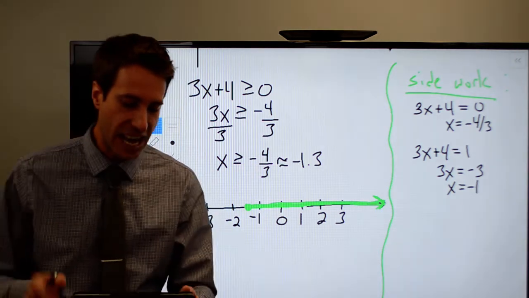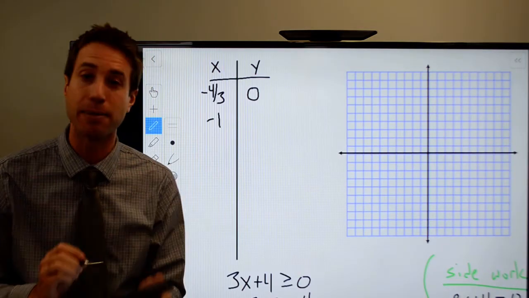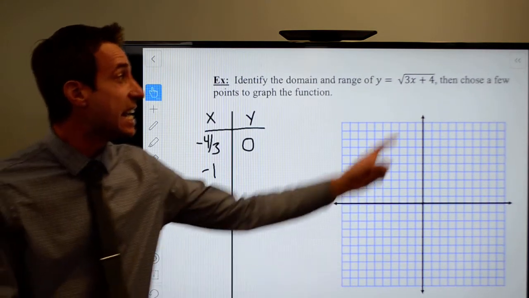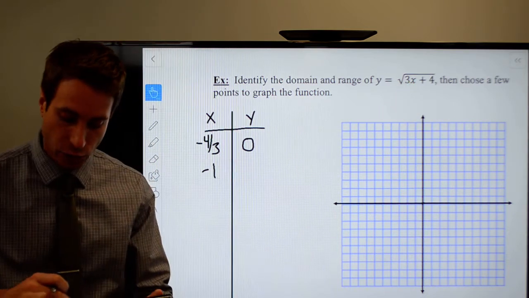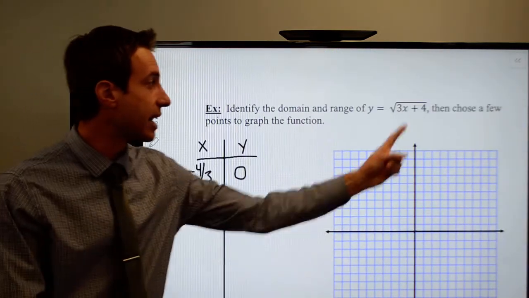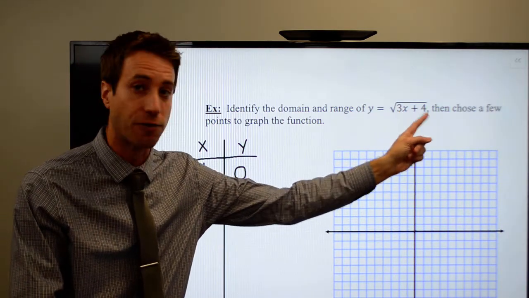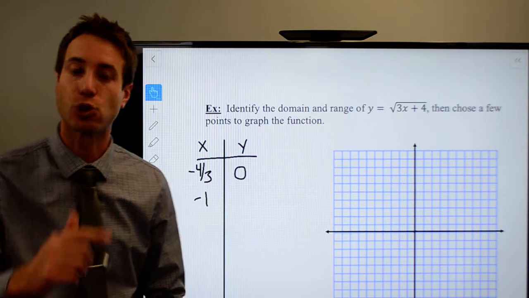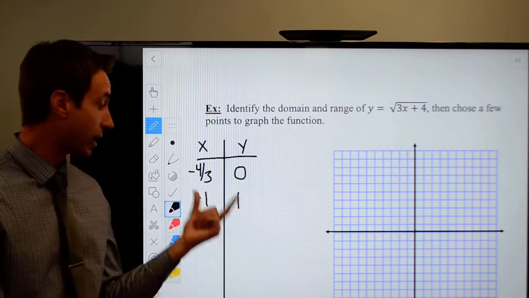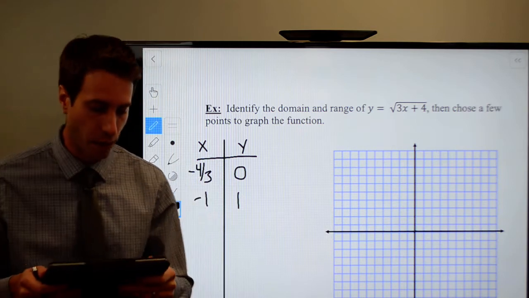Here's what this tells me. If I plug a negative 1 into my table for my next domain value, when I plug negative 1 into the function, I'm going to get positive 1 as the result. Let me show you. Plug in a negative 1. 3 times negative 1 is negative 3. Negative 3 plus 4 is a positive 1. And the square root of positive 1 is 1. Right? Look at that. Those are integers. This is a nice, easy point to plot. Let's do a couple more.